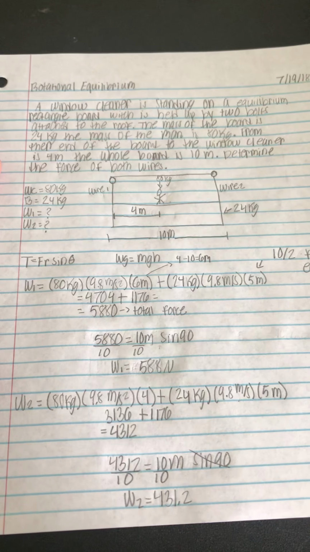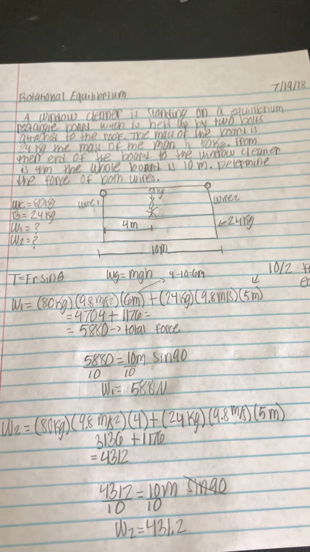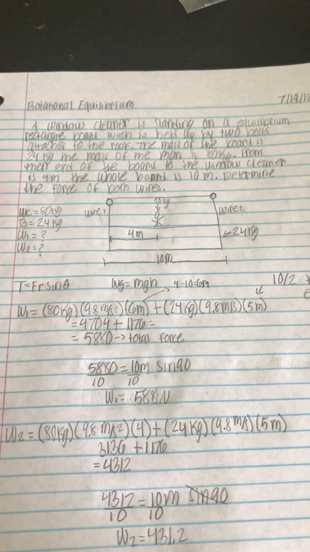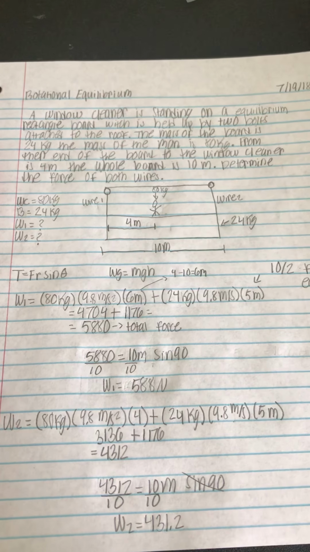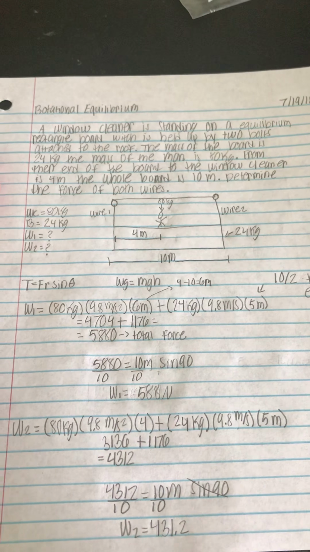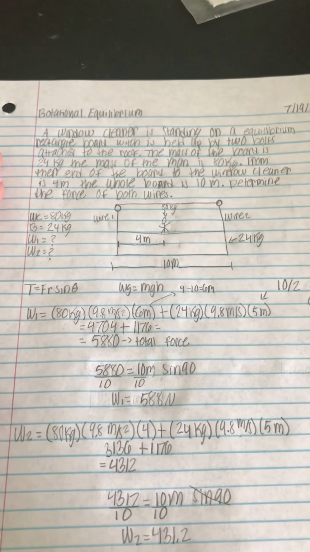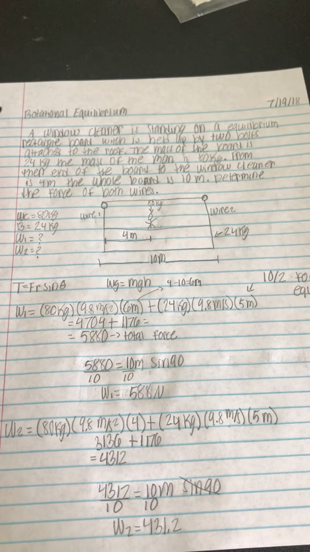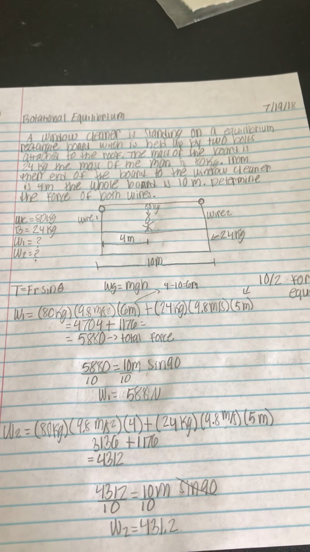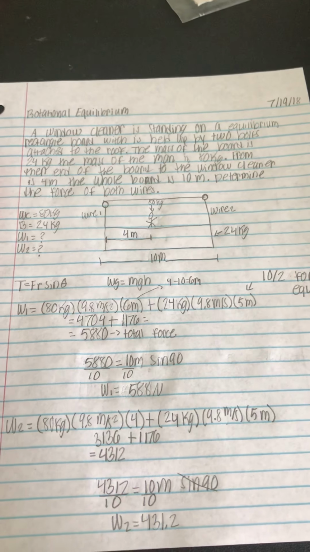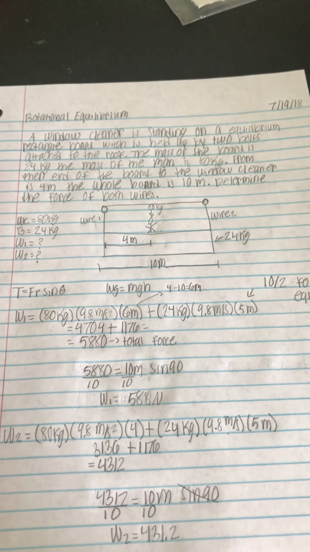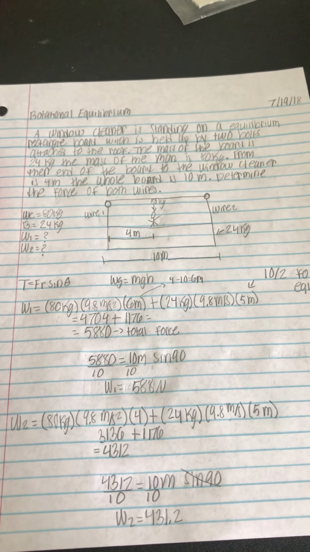So on rotational equilibrium, a window cleaner is standing on an equilibrium rectangle board which is held up by two bolts attached to the roof. The mass of the board is 24 kilograms. The mass of the man is 80 kilograms. From the end of the board to the window cleaner is 4 meters. And the whole board is 10 meters. Determine the forces for both wires.